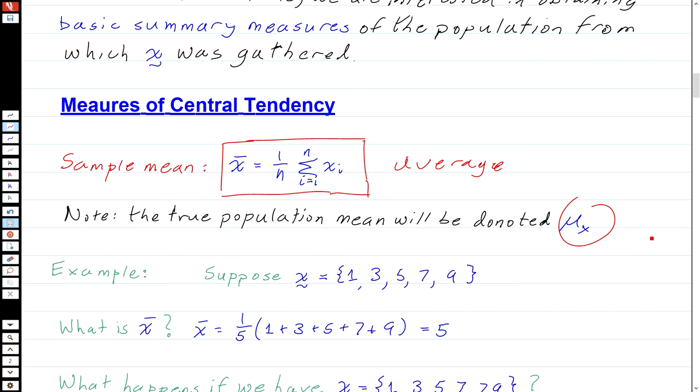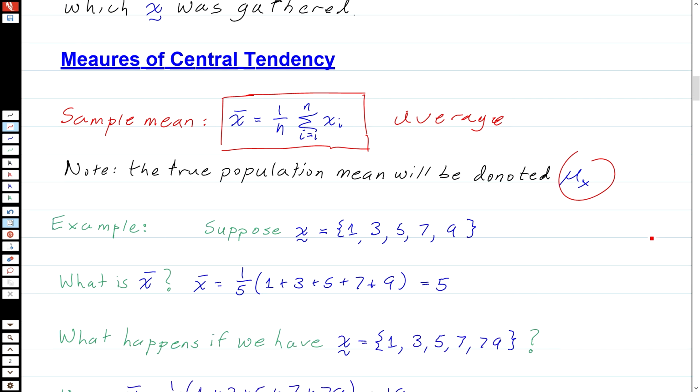Okay, so let's illustrate this with an example. Suppose that our set of observations after ordering happens to be 1, 3, 5, 7, and 9. So I've got n equals 5 observations, and they are very nicely ordered from 1 to 9. And we know right away just by looking at this that the average is going to be the midpoint, 5. In fact, we can get that: x bar is 1 over 5 times the sum of 1 plus 3 plus 5 plus 7 plus 9, which gives us 5.